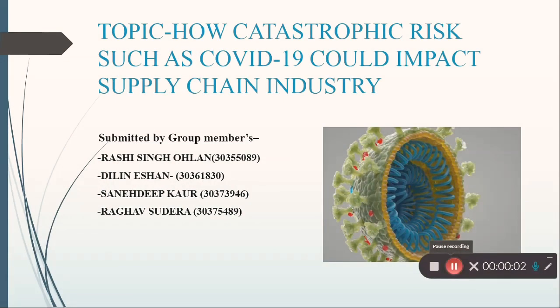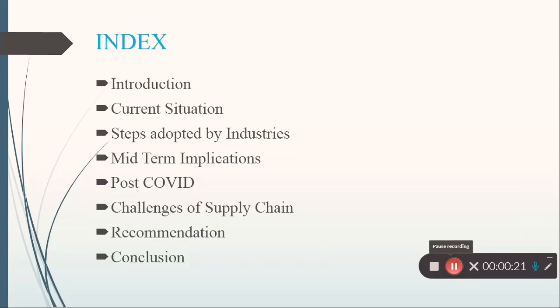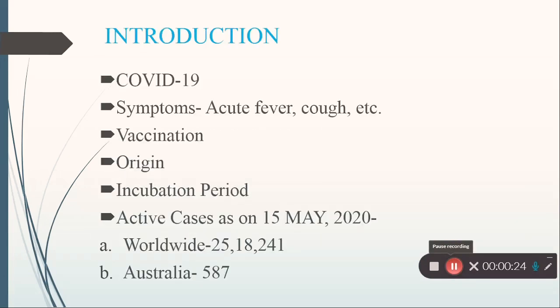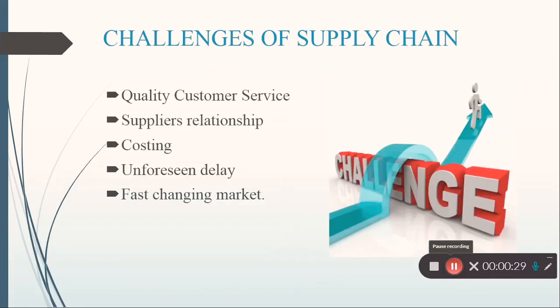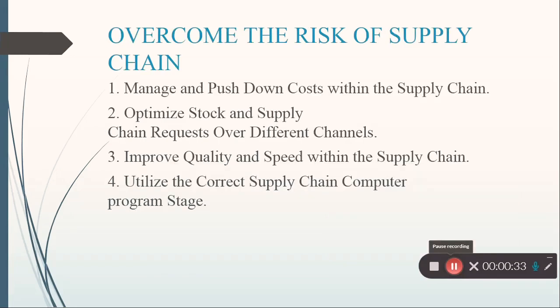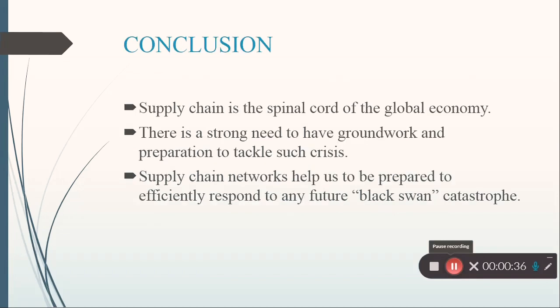Hi, this is Raghav Sudhira, and I'm going to present the group presentation report on the topic: how catastrophic risks such as COVID-19 could impact supply chain industry. I'm with my group mates Rashi Singh, Dylan, Sandeep Kaur, and myself. These are the topics covered by my teammates, and these are the topics I will cover: challenges of supply chain, overcoming the risk of supply chain, recommendations, and conclusions.